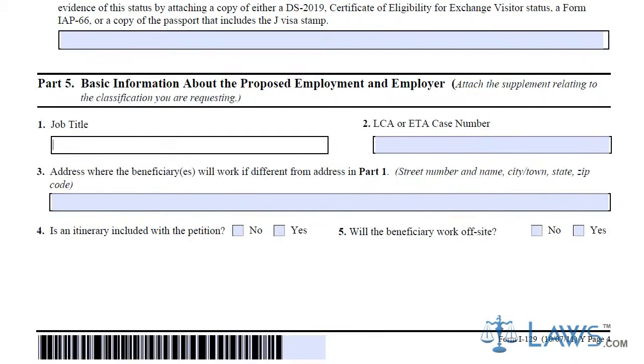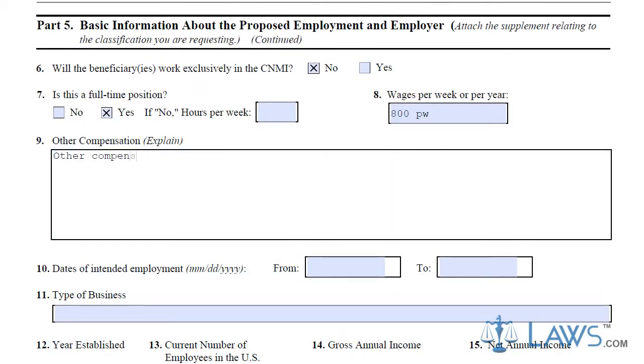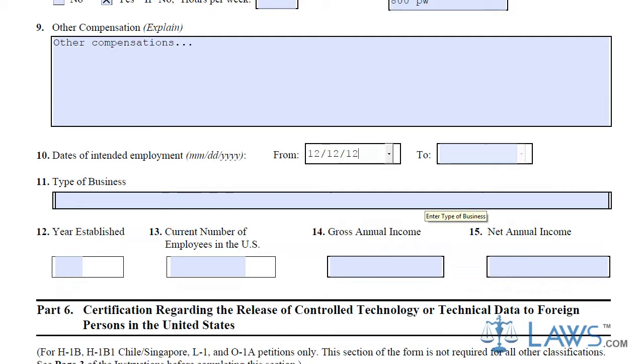Fill in Part 5, stating the information of the employer and the nature of the employment. You must include the type of business, the type of employment, the compensation that will be given to the employee, dates of the employment period, and any other information that relates to your situation.